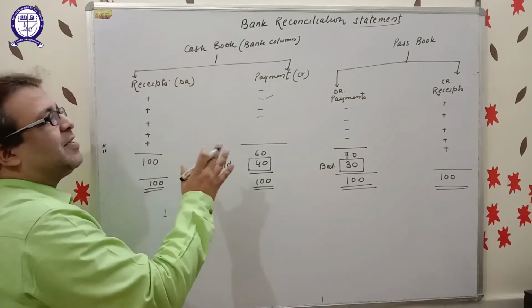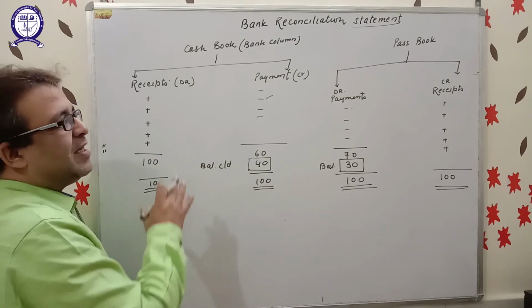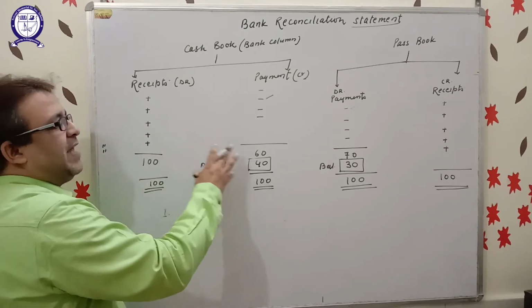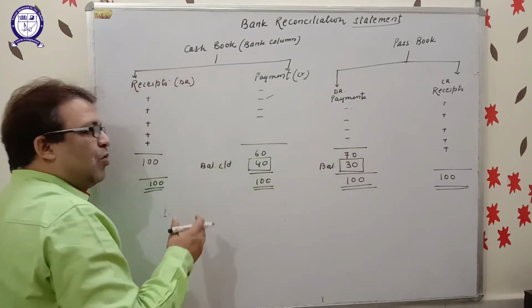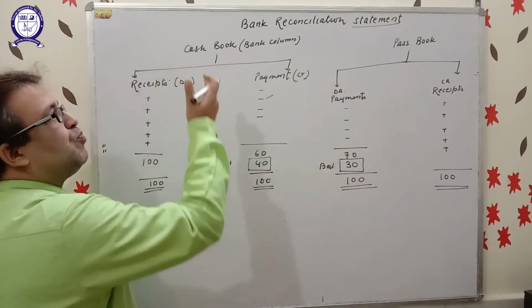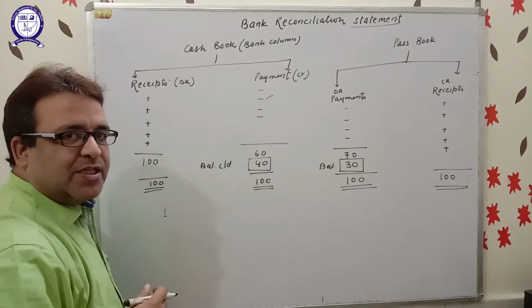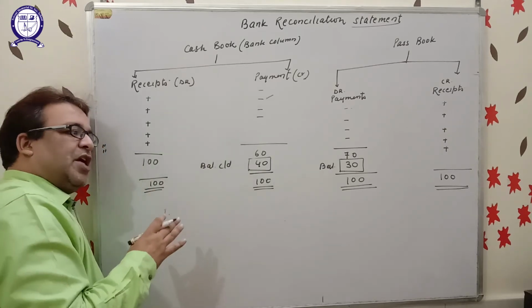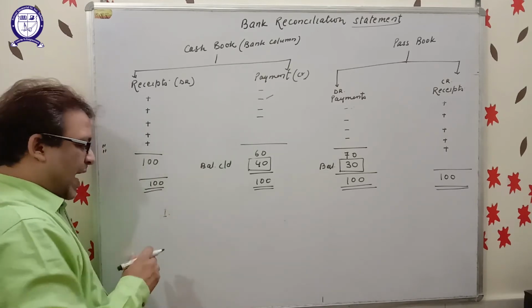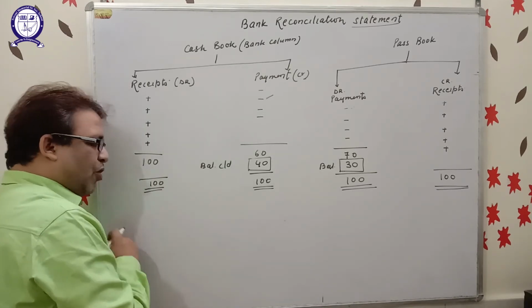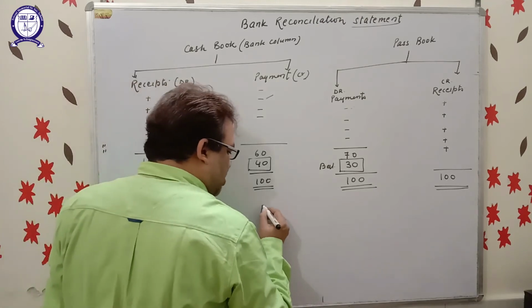So these are some of the reasons for the differences in cash book balance and passbook balance. Now we have to learn how to prepare bank reconciliation statement. Bank reconciliation statement is prepared at the end of every month. So what is the format for doing this type of question?